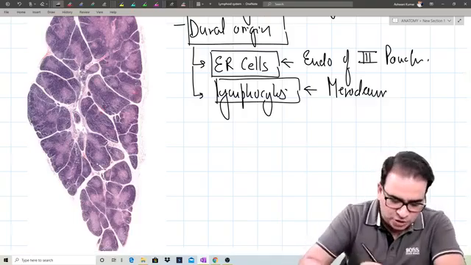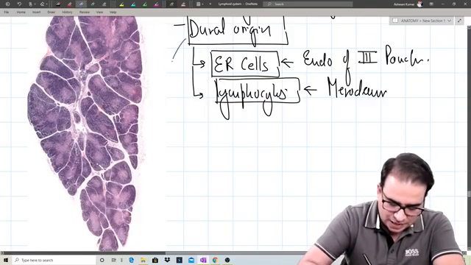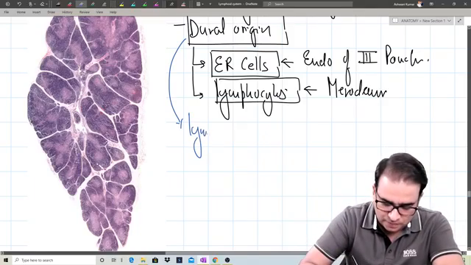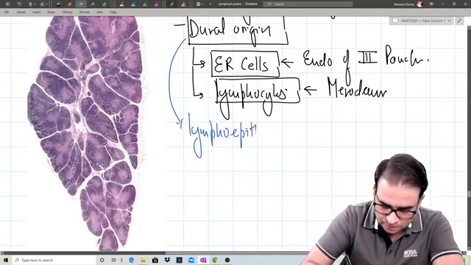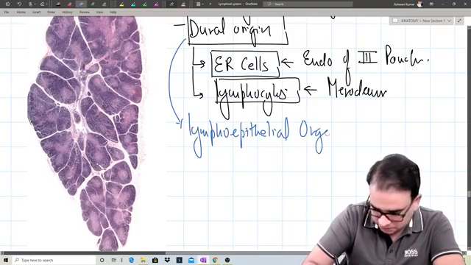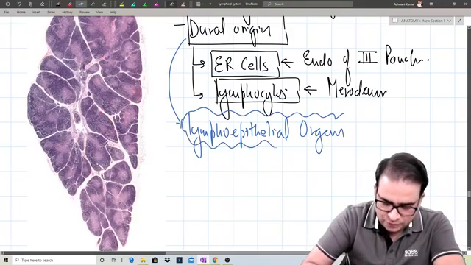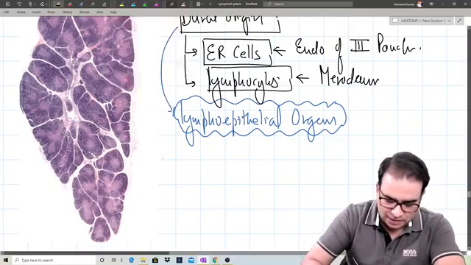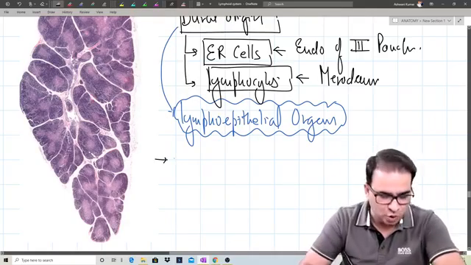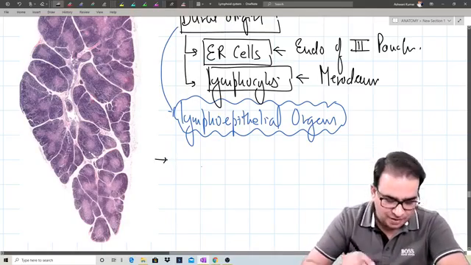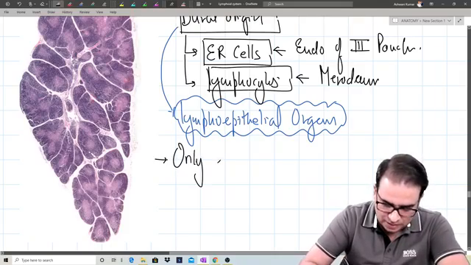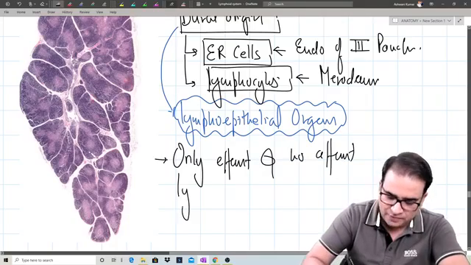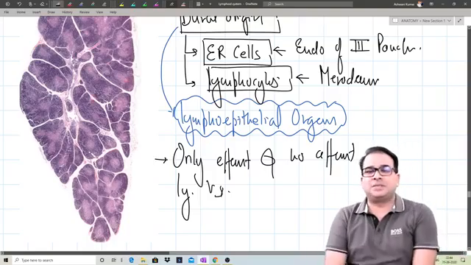So because of this dual origin, the thymus is also called a lymphoepithelial organ. This is also called a lymphoepithelial organ here. And another feature of the slide of the thymus, before we go into more detail: you will see that there is only efferent and no afferent lymphatic vessel in the case of thymus.